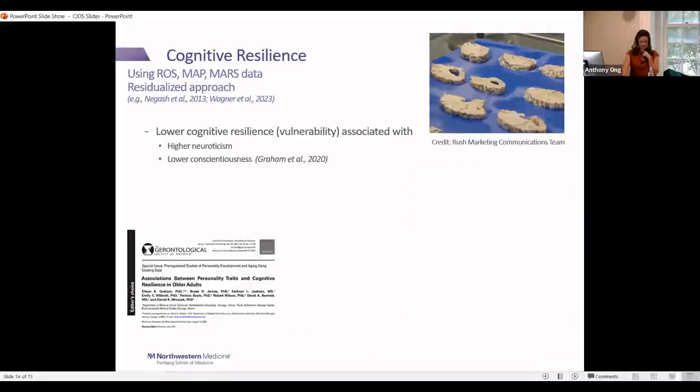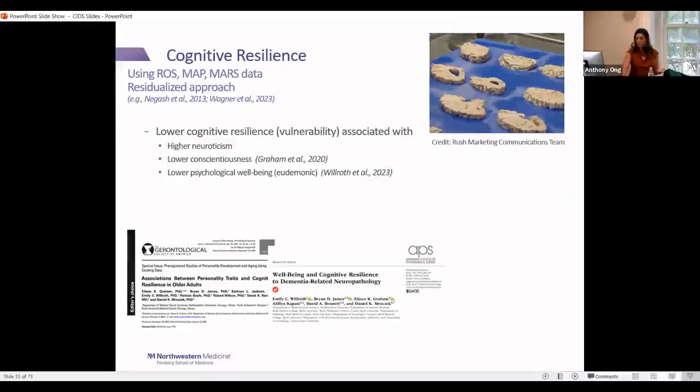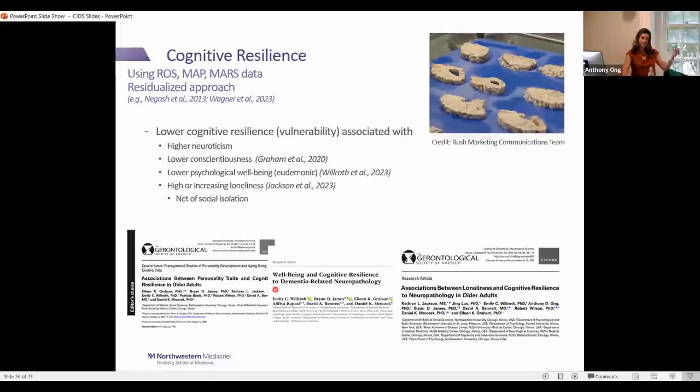So we've put out 3 papers now using this cognitive resilience index. We basically find that, first, higher neuroticism and lower conscientiousness are related to lower resilience, that lower psychological well-being is related to lower resilience, and that both high and increasing loneliness are related to lower resilience. Importantly, these findings for loneliness were robust to the inclusion of social isolation. We had isolation as a covariate in these models, and isolation was not a predictor. Loneliness was. So this suggests that the emotional experience of loneliness may be uniquely important for cognitive health.